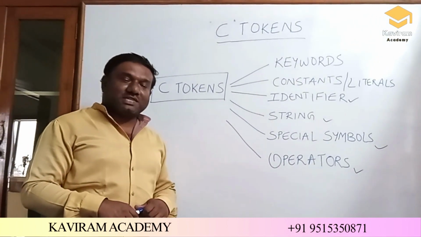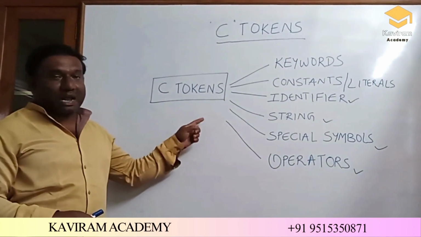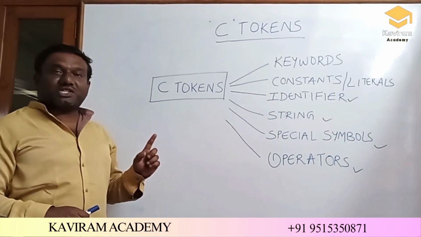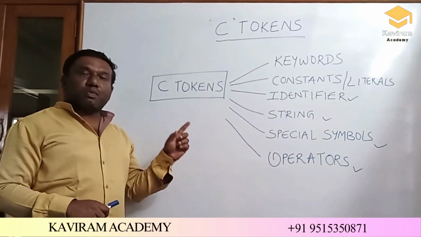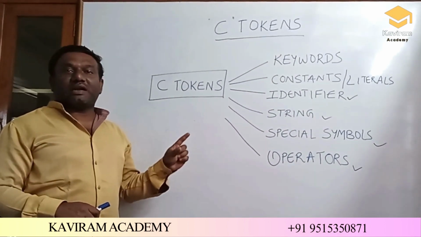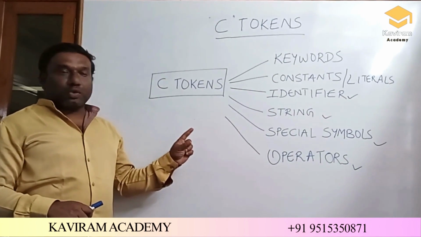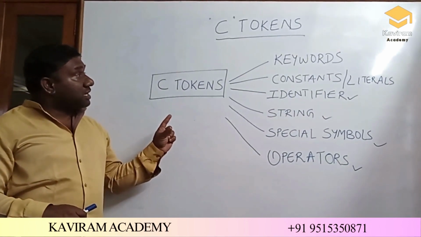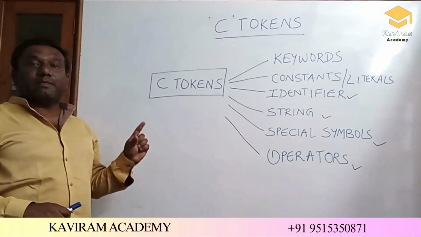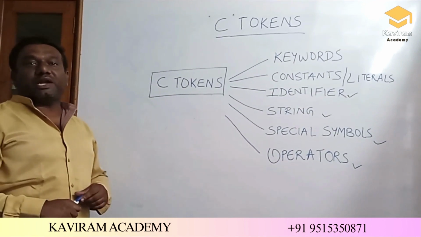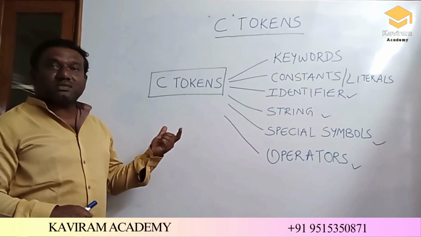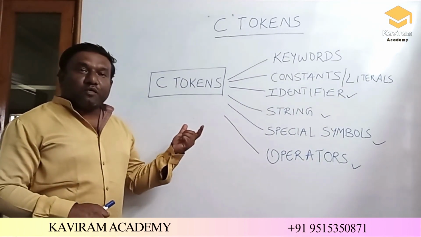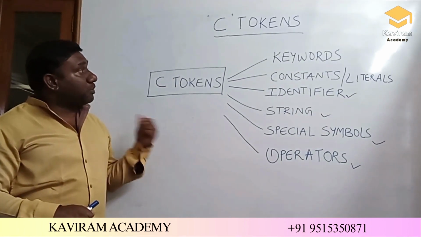So basically, we have seen that C is a structured programming language. In a structured programming language, a large program is divided into small programs, which we call functions. Here, C tokens are like basic building blocks that are used to write your C program. C tokens are the small units in your C program which are used to write your C programs.